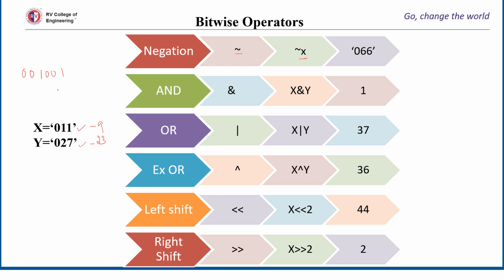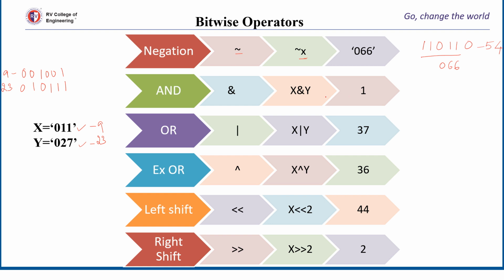Okay, now when I represent 23 in terms of binary, it will be 0 1 0 1 1 1. Right, so this is 9 and this is 23. When I perform negation of x, it is nothing but complementing the bits 0 1 1 0. Right, now if you compute the octal value for this, it will be nothing but 0 6 6. In decimal, this value is 54.